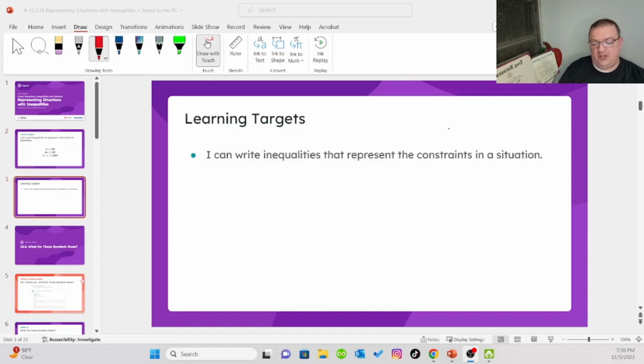You have one learning target for this lesson, and that is to be able to write inequalities that represent the constraints in a situation. So if by the end of the lesson you do not feel comfortable saying that you can do that, then that is what you need to come ask me questions about and get clarification on before we take our test on December 1st.